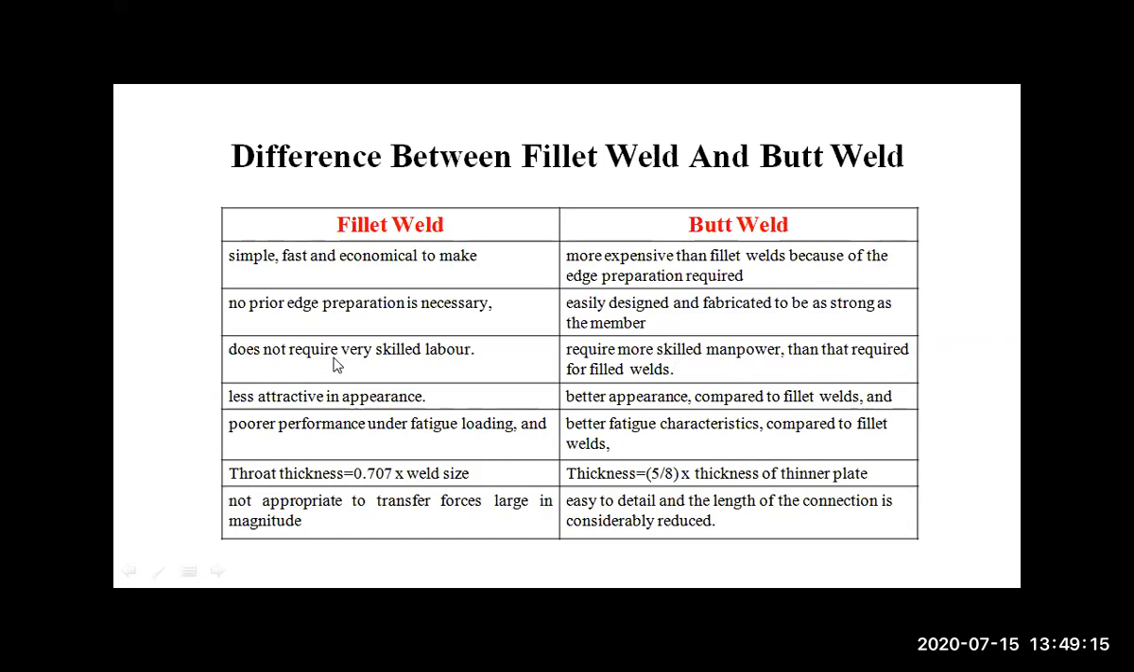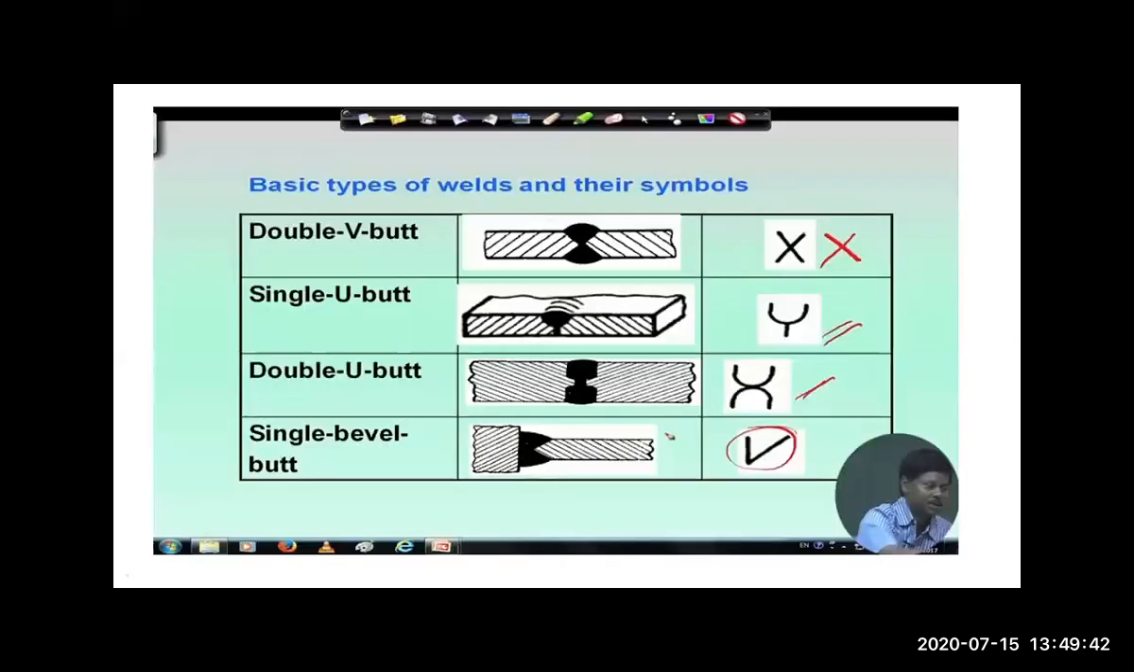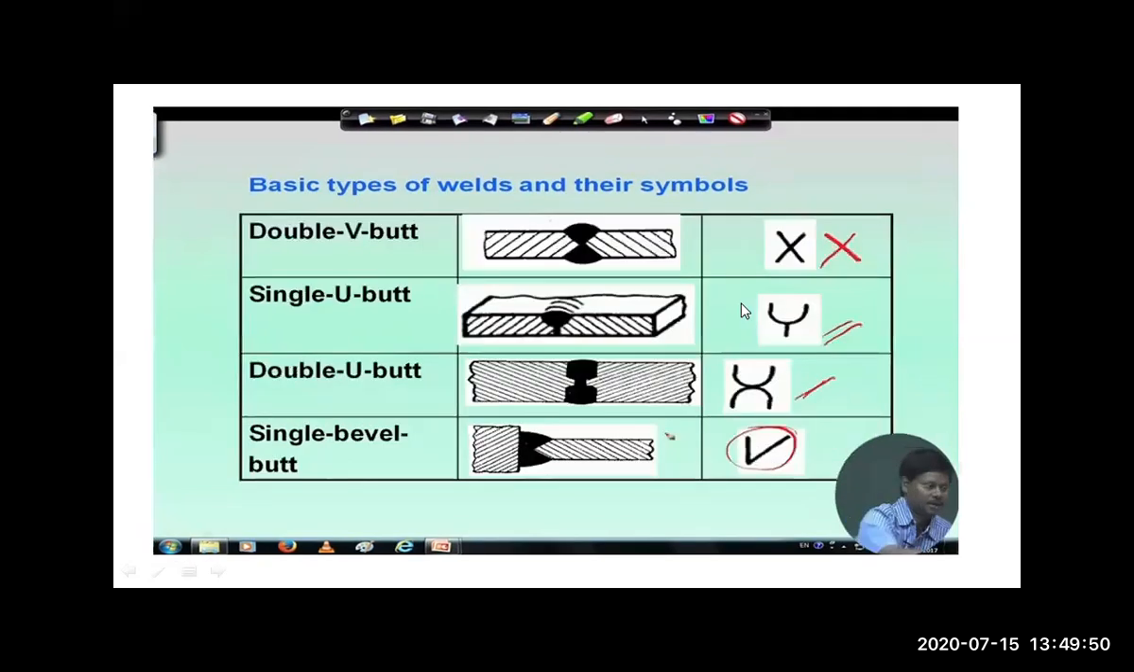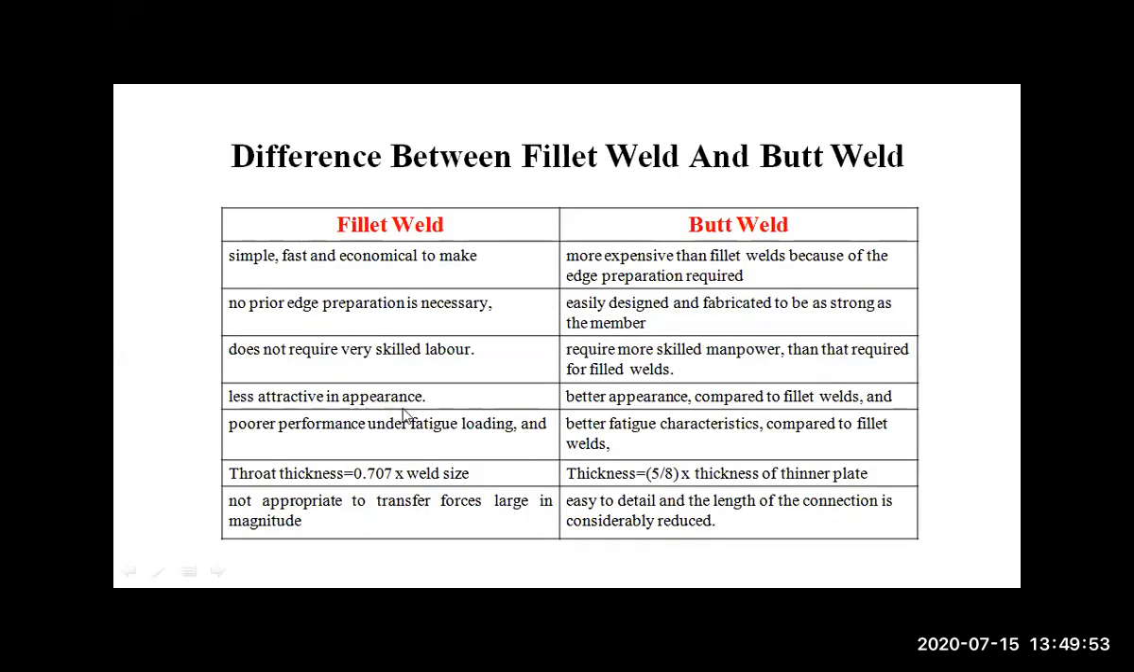Okay, so point number 3: skilled labor is not required in the fillet weld, and skilled labor, or greater manpower, is required in the butt weld. Now the fillet weld is less attractive in appearance. Less attractive in appearance means the shape of the fillet weld is triangular. We have seen here, the shape of this fillet weld is triangular. So it is less attractive in appearance.